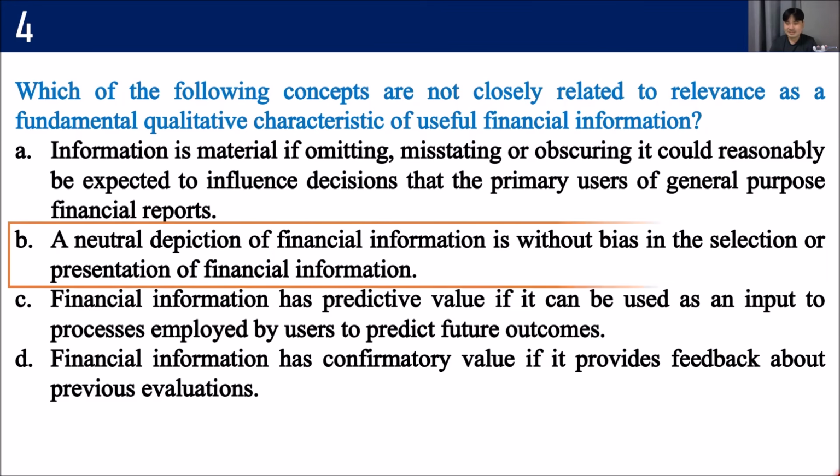The correct answer is B. A neutral depiction of financial information is without bias in the selection or presentation of financial information. The question is about relevance, so all the choices should be about relevance. Predictive value, confirmatory value, and materiality are under relevance, right? Where is neutrality? Neutral, complete, free from error. Where is that? Under faithful representation. So, even if letter B is correct, it is not closely related to relevance because it belongs to faithful representation. Okay? Lastly, number 5.